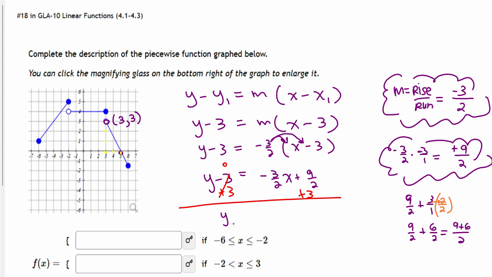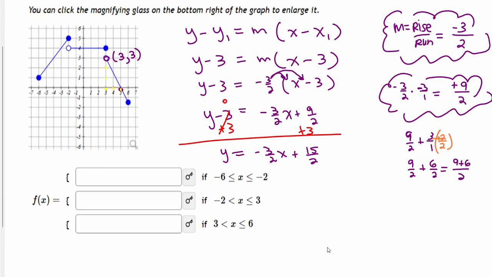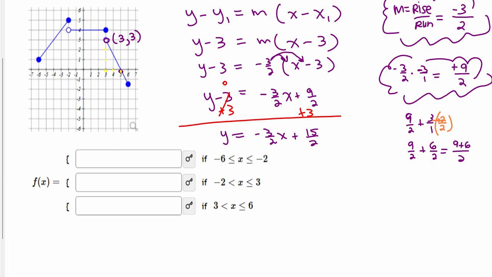So now I have y equals -3/2 times x plus 15/2. And that's what's going to go in that last box. Okay, so the first piece again was x plus 7. The second piece was just 4. And the third piece is -3/2 x plus 15/2. Right? So notice I'm not writing y equals, and I'm not writing even f of x equals, because that's accounted for over here. And usually we don't see each of these brackets.